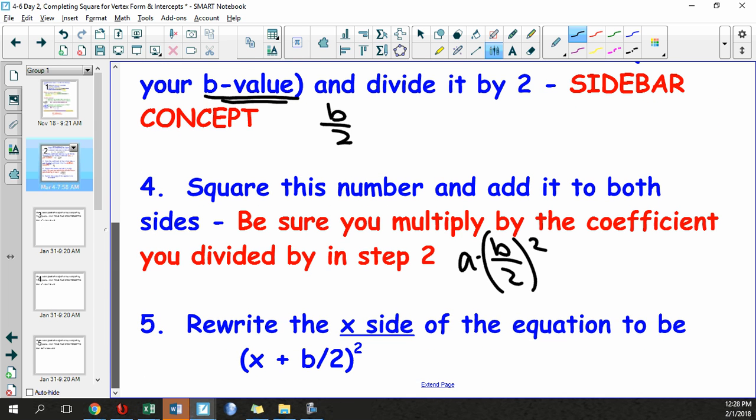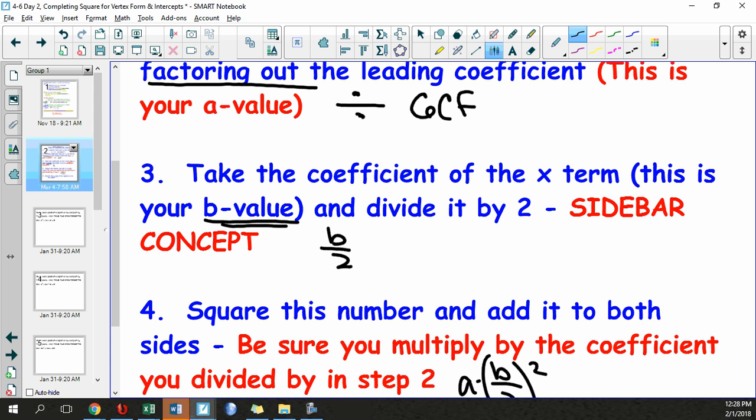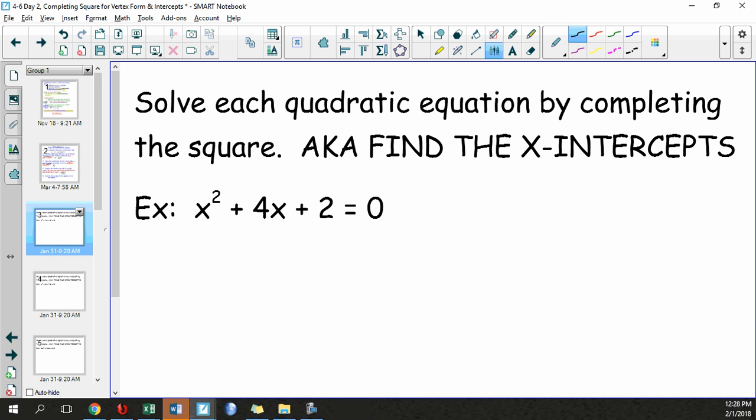Your last step is to rewrite this x side as x plus b divided by 2 squared, which is what we learned yesterday, okay? Now, there is no easy way to do this, guys. You simply have to jump in and you just got to simplify, okay? So here we go. This is exactly like your homework.